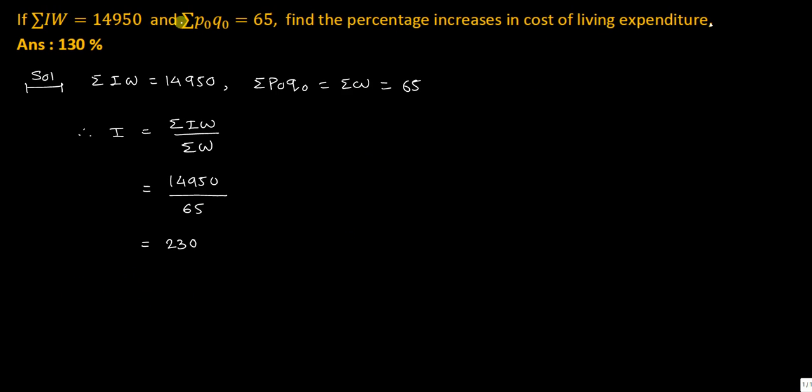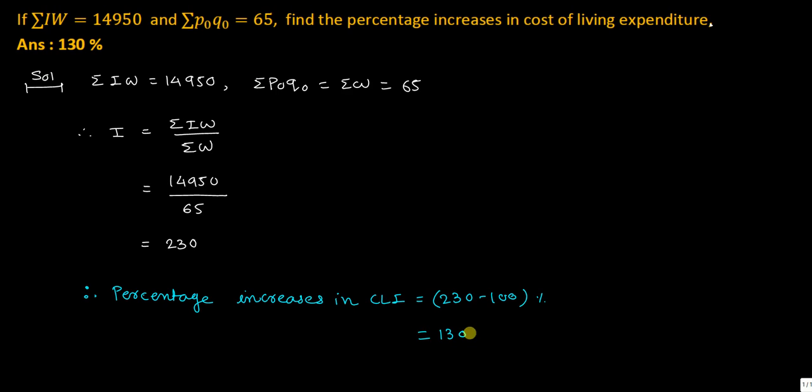Okay, so our next statement is: therefore percentage increase in CLI is equal to 230 minus 100%. Okay, so our answer is 130%.